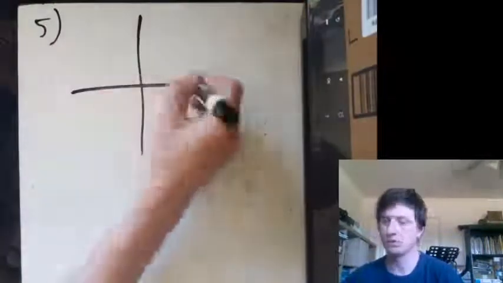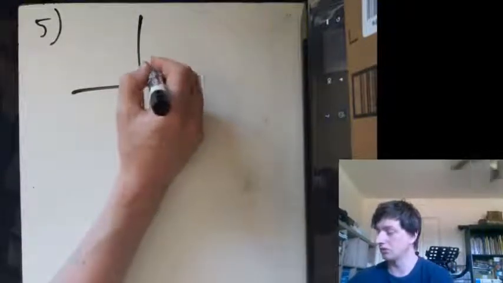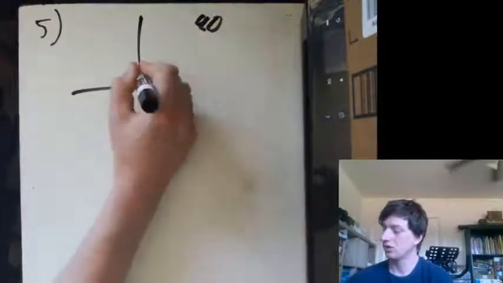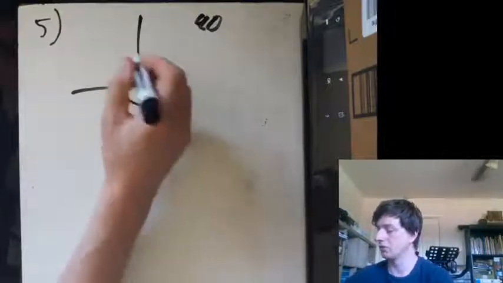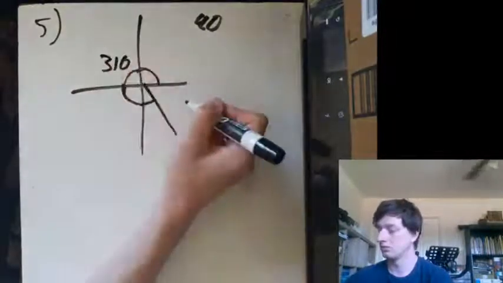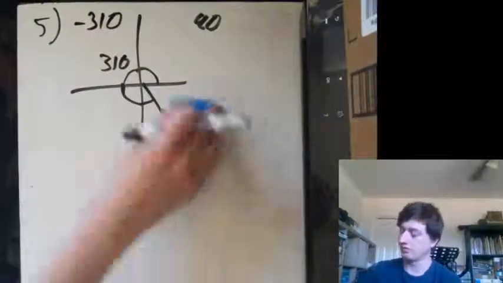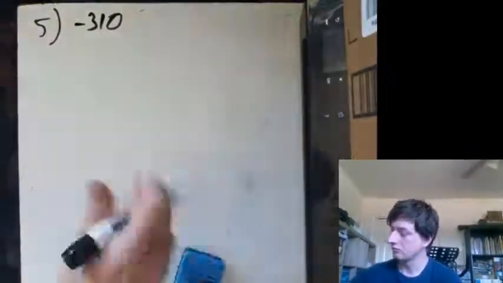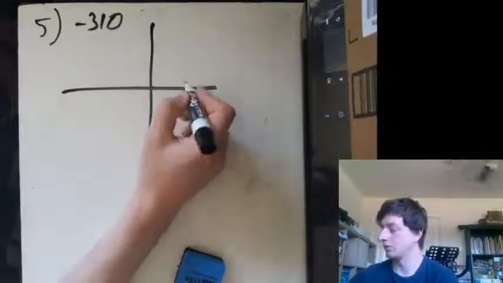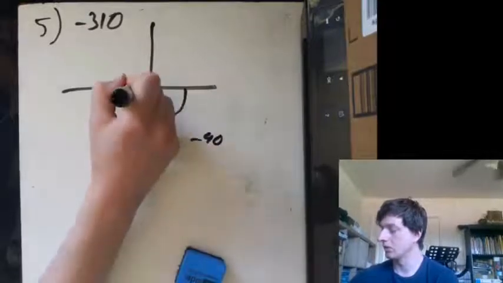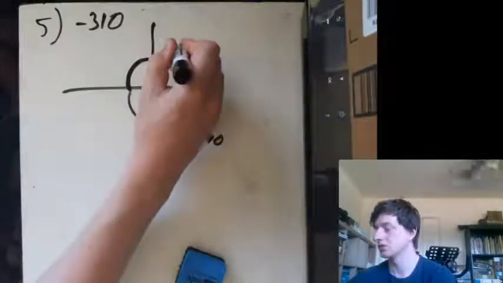We have our coordinate plane, and we're going to sketch negative 310. So each of these is going to be 90 degrees. This is 90, this is 180, this is 270. So 310 is somewhere over here. Oh, but it said negative 310. So if we're doing negative 310, we go the other way. We're doing negative degrees, we go this way. So we go negative 90, negative another 90, negative 180, negative another 90, that's 270, and then negative another 40 degrees to look like this.